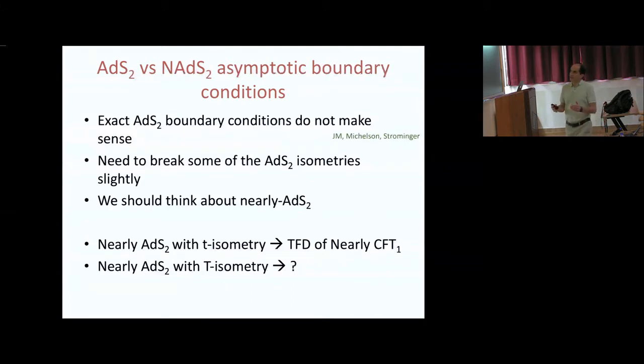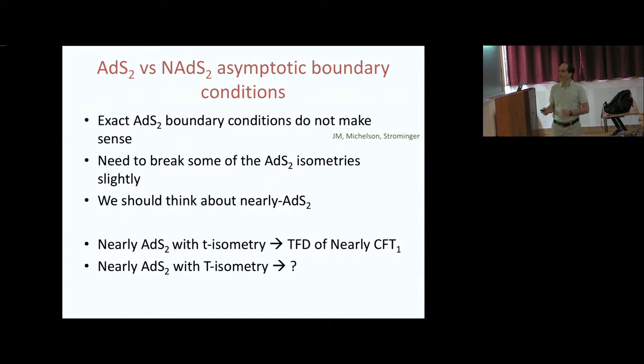Okay, so we know that if we have exactly AdS2, it really does not make sense. Quantum gravity in exactly AdS2 is not really well defined, so we need to break some of the AdS2 isometries slightly. And we discussed yesterday that if we take AdS2 with this Rindler time isometry, and we break the other isometries so that we keep this one, then that has the interpretation of a quantum mechanical system at finite temperature.